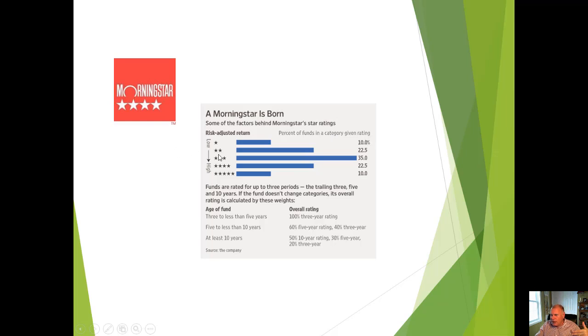But what you see is that if it has a 5-star, that only goes to the top 10%. 4 stars, 22%, 3 stars, 35%, 2 stars, 22%, 1 star, 10%. So this is essentially a bell curve. Now remember, past performance does not guarantee future performance. But if you have a strategy that works, there's a probability that it could continue. This is just a measurement of past performance. They'll rate it for 3 periods: 3-year, 5, and 10. So it's an important thing to pay attention to, especially as an individual.